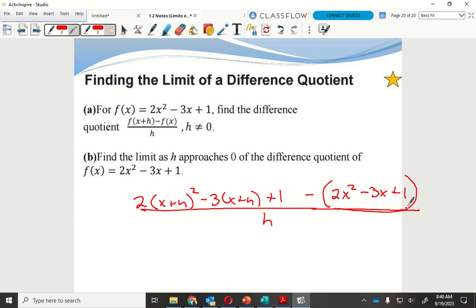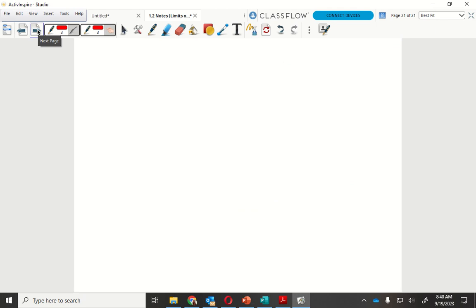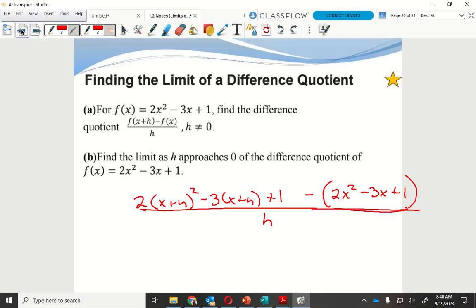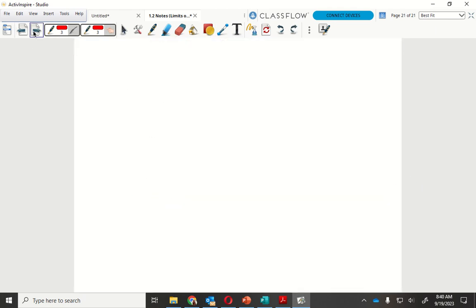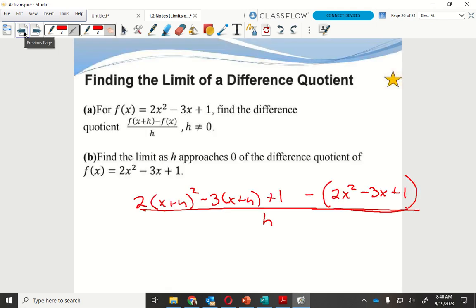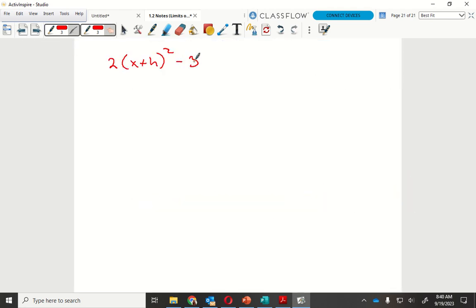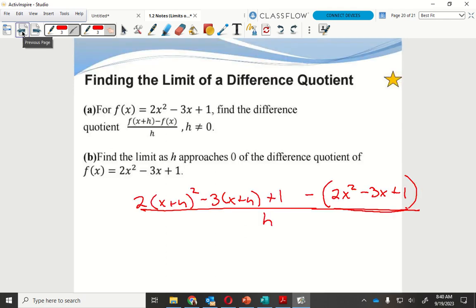Okay, so we're going to do the algebra, but I hate scrunching on the bottom of the screen. Okay, good. Let's see. It was 2 times (x plus h) squared minus, plus 1.